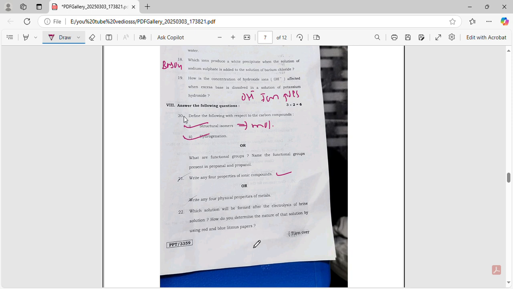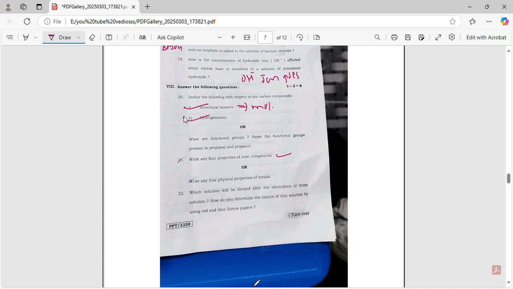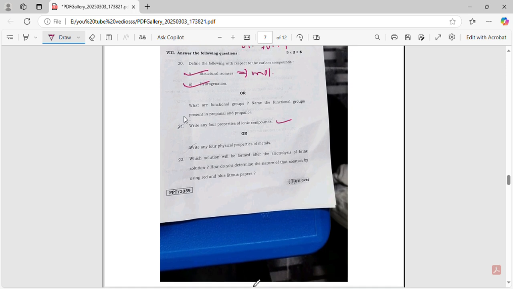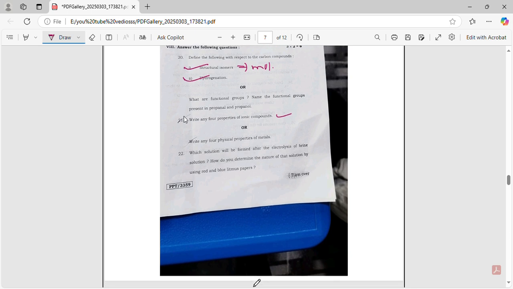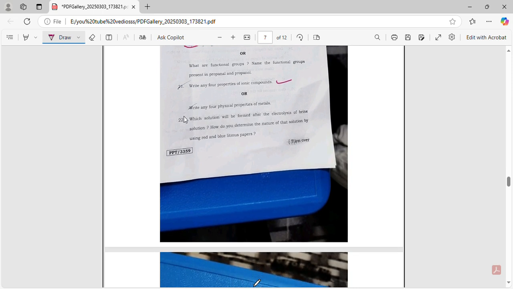They are solid and hard. They conduct electricity in molten or solution form, and they have high melting and boiling points. Already we said they are solid and soluble in water. Physical properties of metals is dead easy. I think everyone can write this.